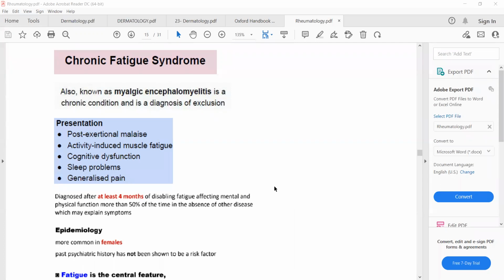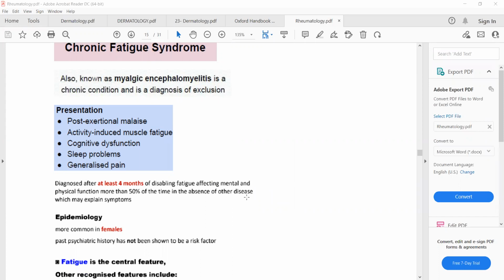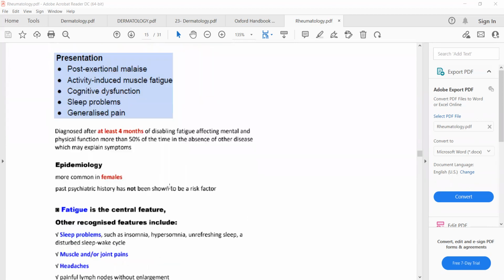There's one condition in psychiatry, somatization disorder, in which the person will present to you with multiple medically unexplained symptoms. While in chronic fatigue syndrome, the main complaint is chronic fatigue. Investigations in both these cases will be normal, and there will be a history of at least 4 months of disabling fatigue. And there's no association of chronic fatigue syndrome with past psychiatric history as well.